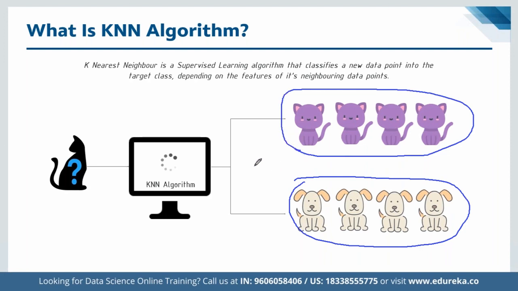Now if a new data point is given to us, a picture of a new animal, and if it is lying somewhere here, then we know that it is nearer to the cats, and therefore we will classify it as a cat. Whereas if it is nearer to the dogs, then we classify it as a dog, right? So that's the neighborhood for the dog, and therefore we classify that new picture as being that of a dog.